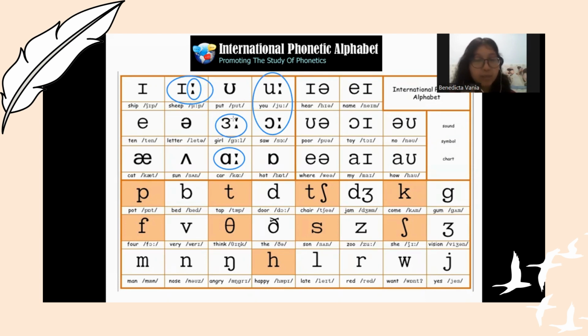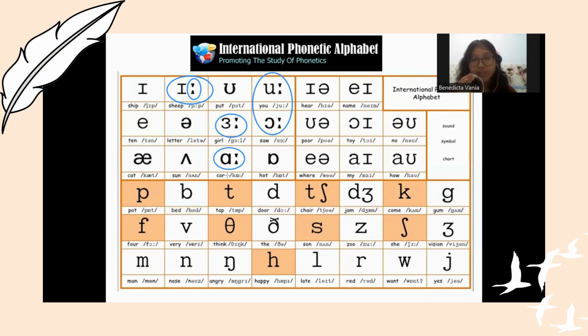Right? Now let's move on to the third long vowel, which is this one. It is read as ah. It is used in words like arm, ass, bar, yard, guard, car.